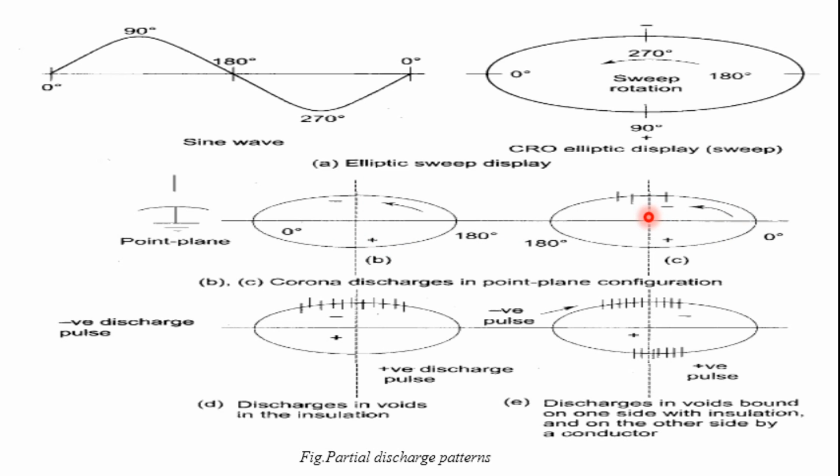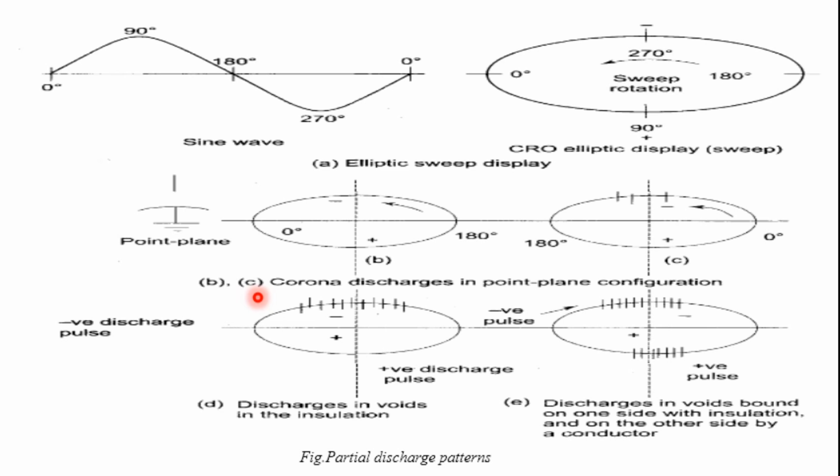Okay, so a typical discharge pattern from a void bounded on one side by an insulation and on the other side by a conductor is shown here, in figure C. This pattern of discharge is common in the case of cross-linked polyethylene cables.